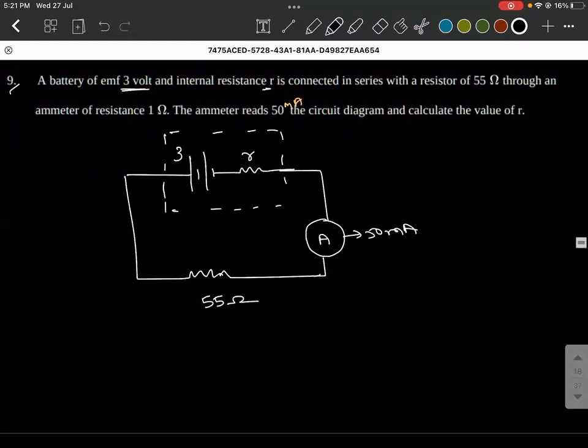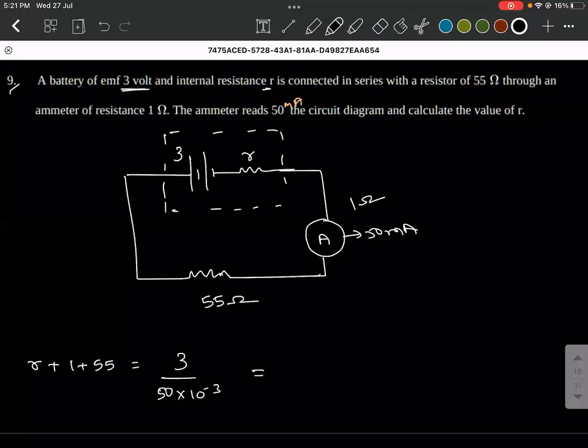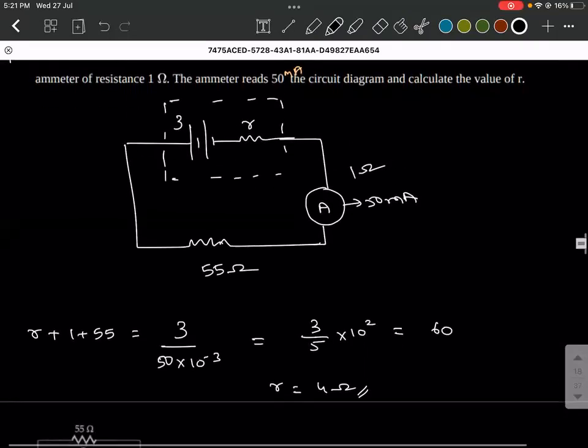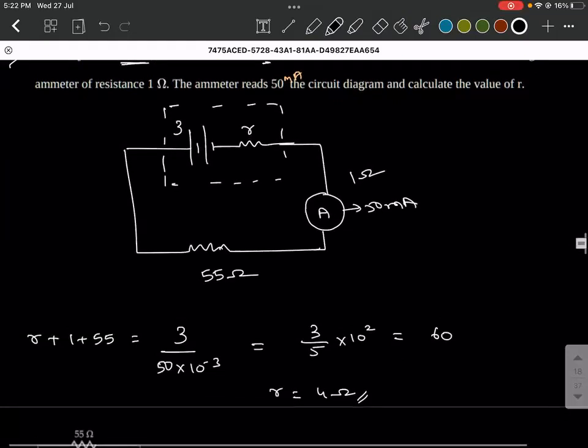So how do you solve? Same logic again. Here the ammeter is 1 ohm, right? So how many resistors are in series? r plus 1 plus 55 is equal to, how much is it? R is equal to V by I. What is the potential difference supplied? V divided by I is 3 divided by 50 into 10 power minus 3. This is equal to 3 by 5 into 10 power 2. So 300 by 5 is how much? 60. So r will be how much? 60 minus 56, which is going to be 4 ohm. The internal resistance is 4 ohm. Is that clear? Is there anyone having doubt in this? So R is equal to V by I.